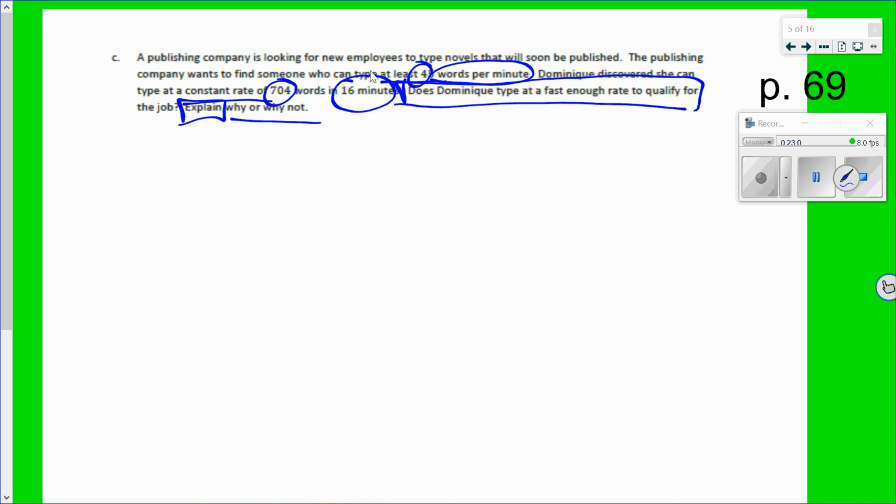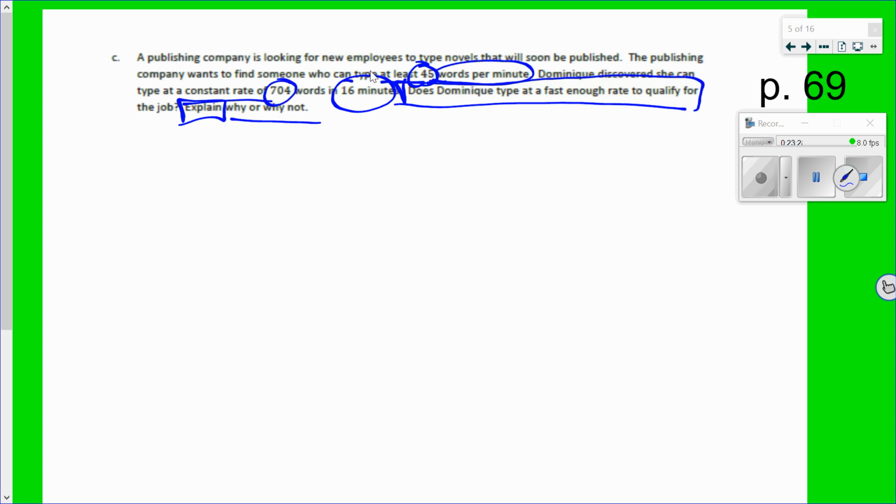All right, first of all, what do we need to set up? What do we know, Courtney? So we know you have to do 45 words per minute. And then we put 704 and 16 into a ratio. Why? So we can make it into a rate.